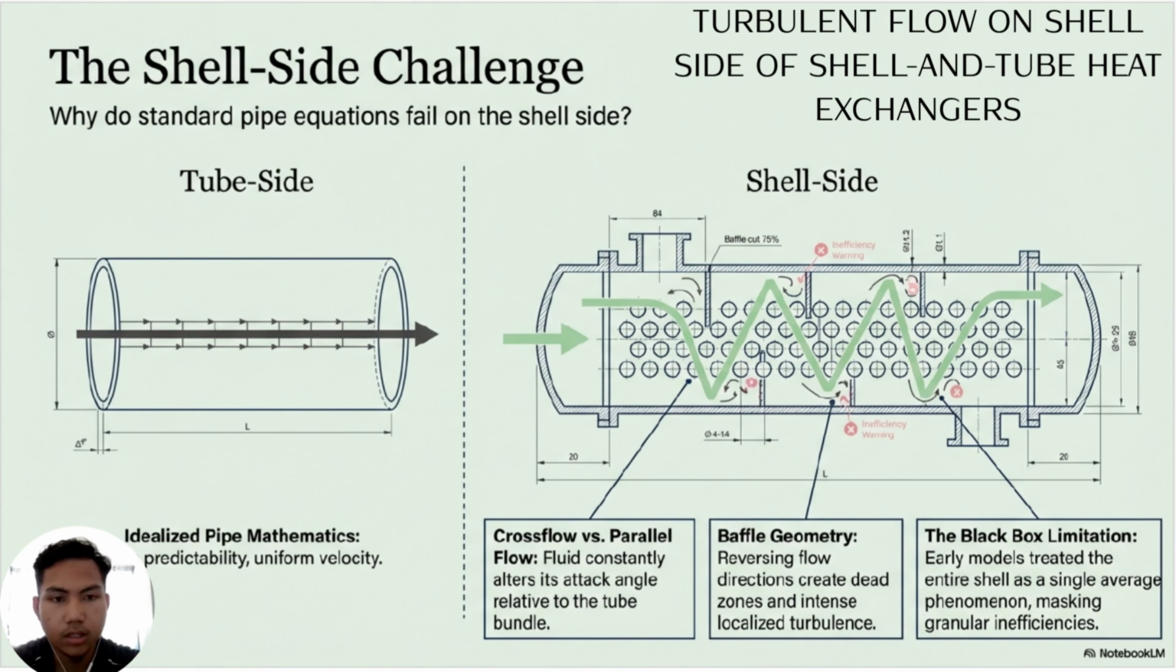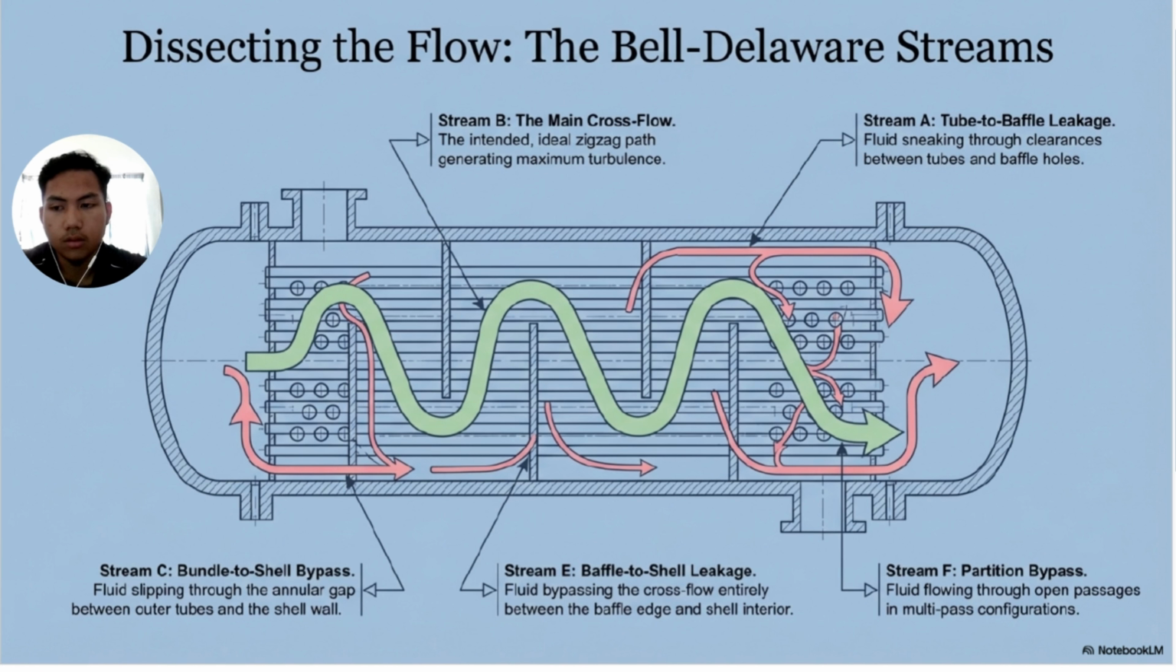But on the shell side, they have a challenge due to, as we can see, cross flow and parallel flow, baffle geometry, and also the black box limitation. Now let's look at a simple stream analysis. Historically, the heat exchanger was often treated as a black box, assuming a perfect uniform crossflow.